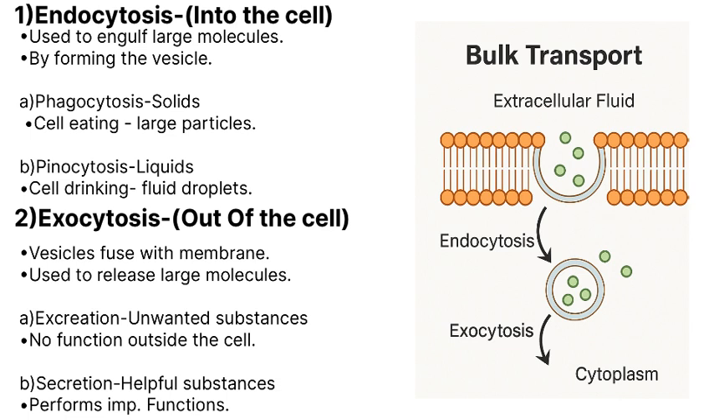Then pinocytosis, which is also called cell drinking, where the cell takes in liquid and fluid substances from the surroundings. This process is also important for the transportation of fluid, dissolved nutrients, and even certain drugs across the cell membranes. Then there is another term called exocytosis, which occurs out of the cell. In this process, vesicles form inside the cell and fuse with the cell membrane to release the substances out of the cell. There are two types, excretion and secretion. So let's see them.